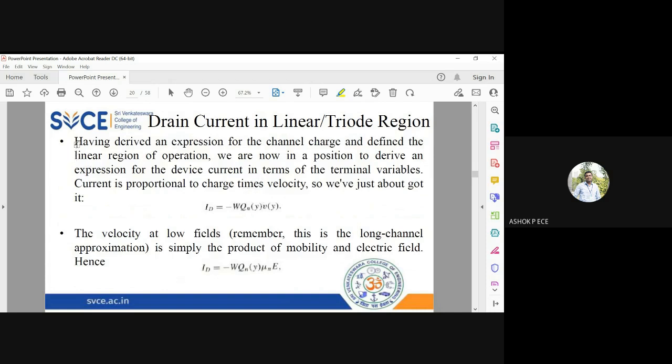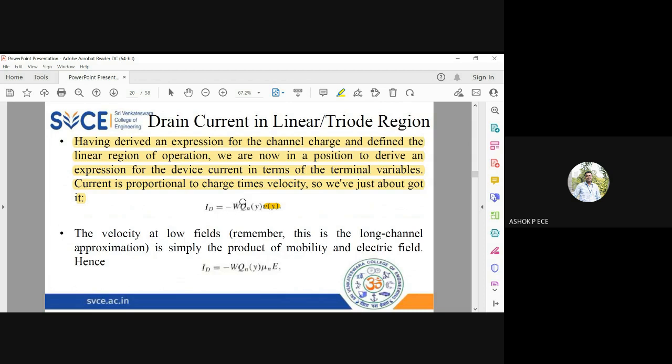now we can derive the expression for the drain current. So the current is given by ID equal to minus W into Qn of y into V of y. Since the channel is varying, the velocity is also going to vary. That is why you are going to have V of y. Sorry, this is not velocity, it is voltage. So Qn of y into voltage into W.